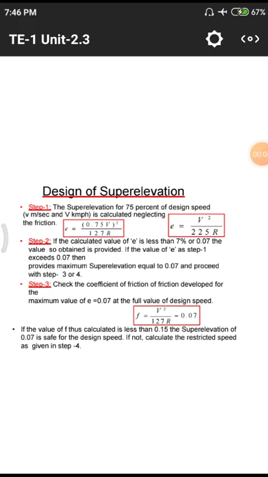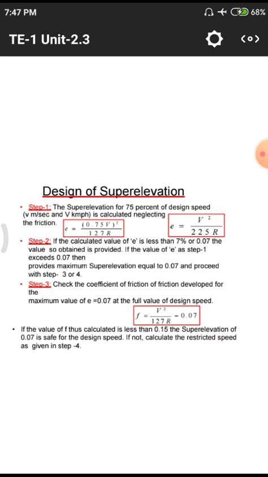In the previous class, we discussed the design of super elevation. Normally, super elevation is represented with the small letter e. Small e equals v square by 127 r, where velocity is in meters per second, and v square by 225 r, where velocity is in kilometers per hour.